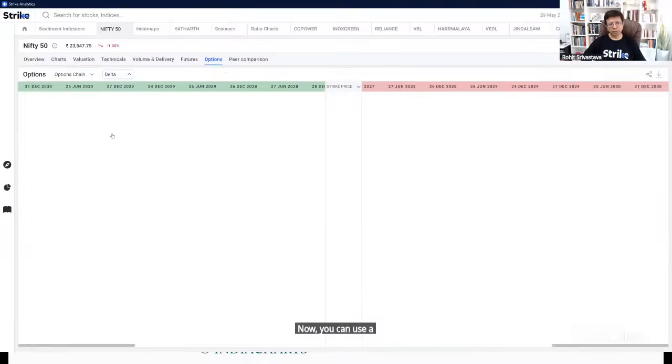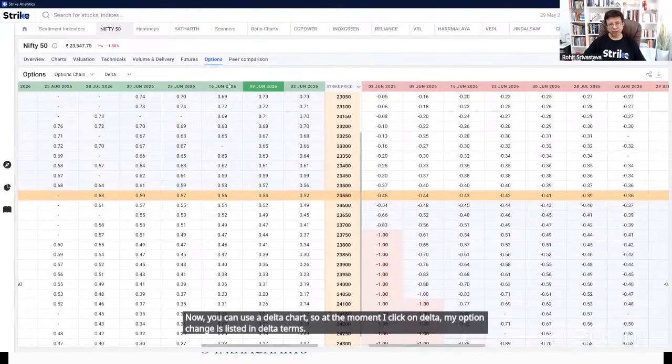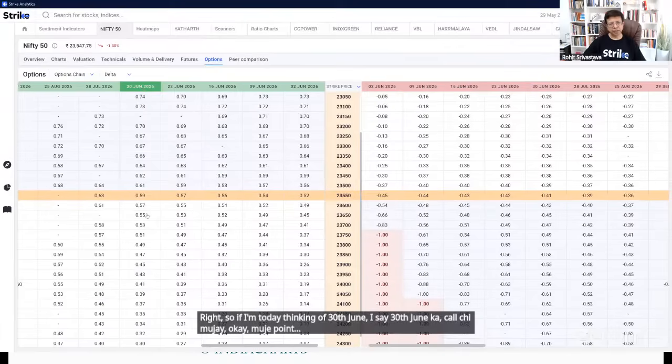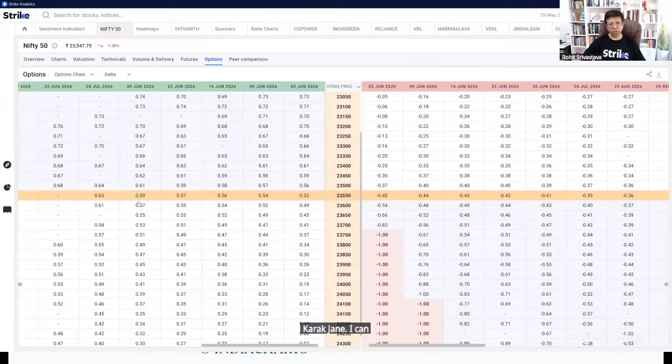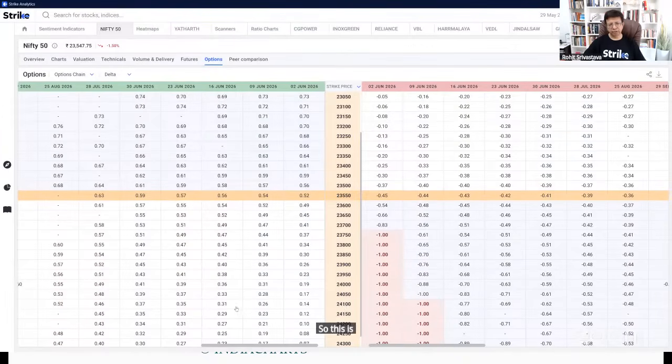Now you can use a delta chart. So the moment I click on delta, my option chain is listed in delta terms, and also by the expiry dates. राइट. So if I am today thinking of 30th जून, ऐसे 30th जून का कॉल चाहिए मुझे. ओके, तो मुझे पॉइंट कहाँ तक जाना है? I can go out of the money here but not below this. So this is 24,100. Okay, so any strike between now and 24,100 for 30th June is okay.